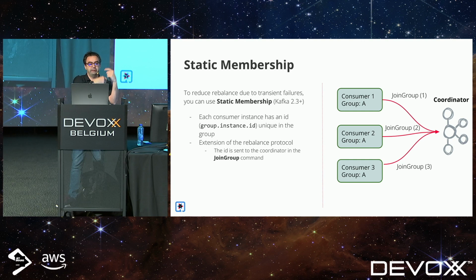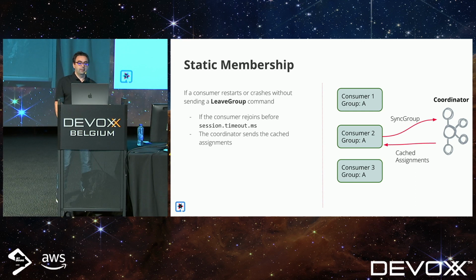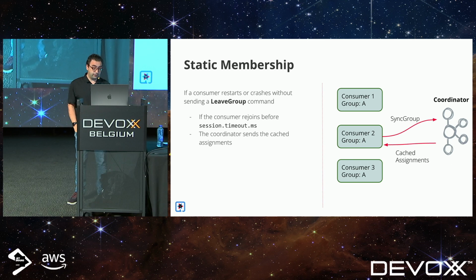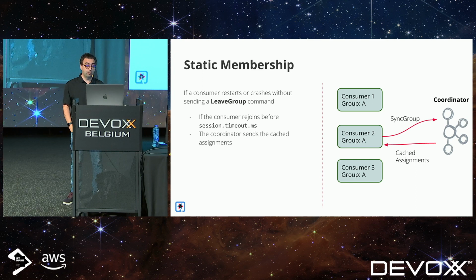So it's an extension of the rebalance protocol as we have seen it, where we have the ID in the join group and things like that. So in that case, you join group with this, and if I run a sync group or something like that, I get the cached assignments, which means I don't have to do the full rebalancing. Pretty useful, especially in Kubernetes. So what it means is that if you crash without sending a leave group, you have session.timeout.ms to come back on track. Configure it wisely, and you should be fine.